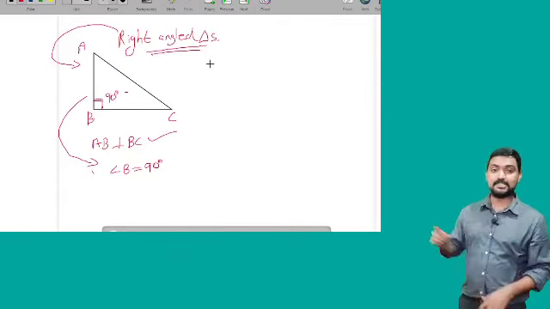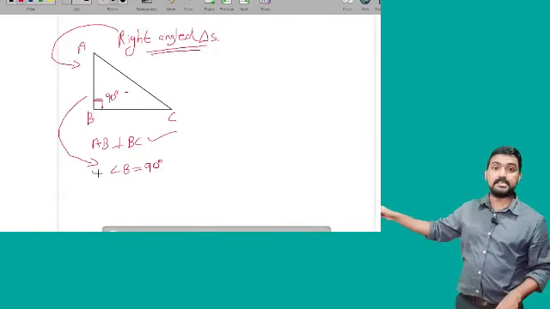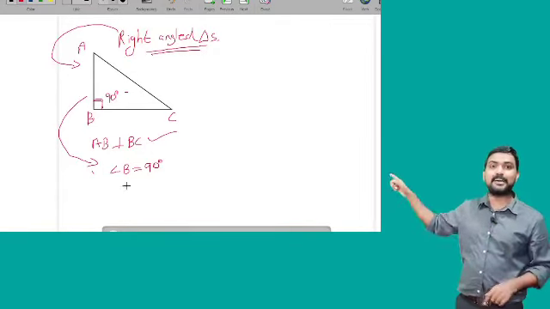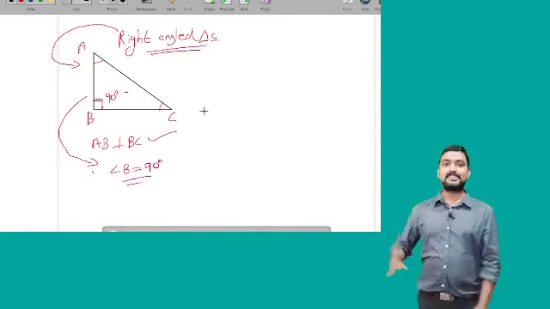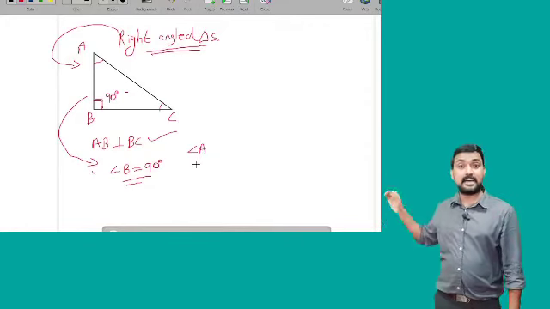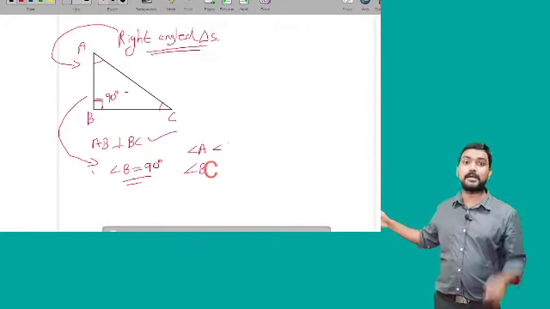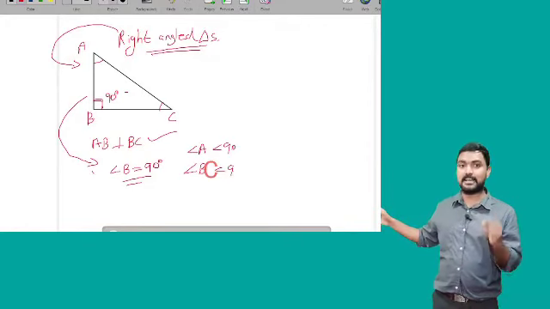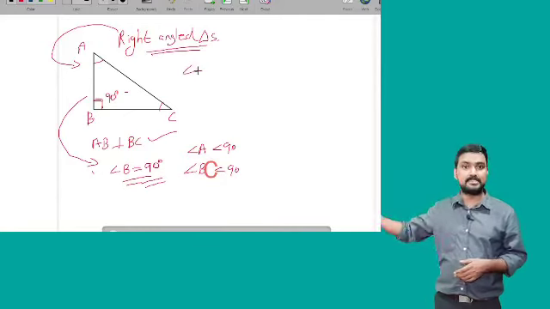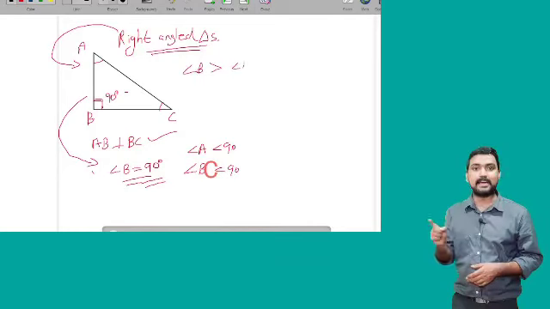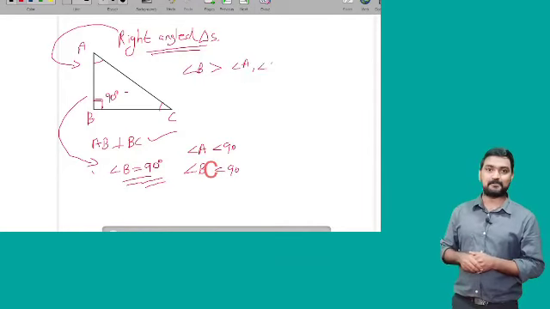So, my dear students, this angle B is 90 degrees. So, this triangle is known as a right-angled triangle. This triangle ABC is right-angled at B. So, angle B is equal to 90 degrees. And what are the other two angles? Angle A and angle C. These two angles are less than 90 degrees.